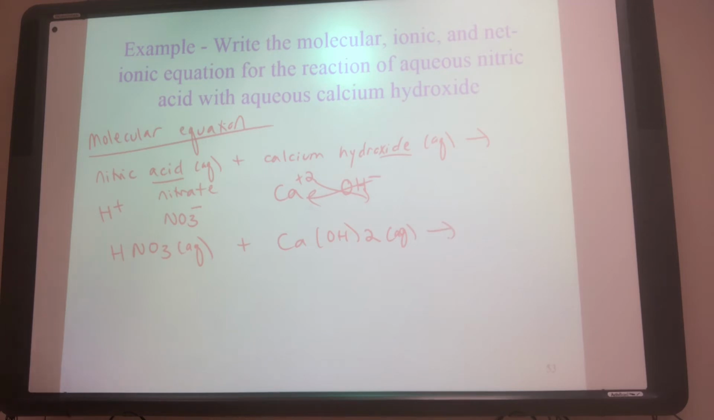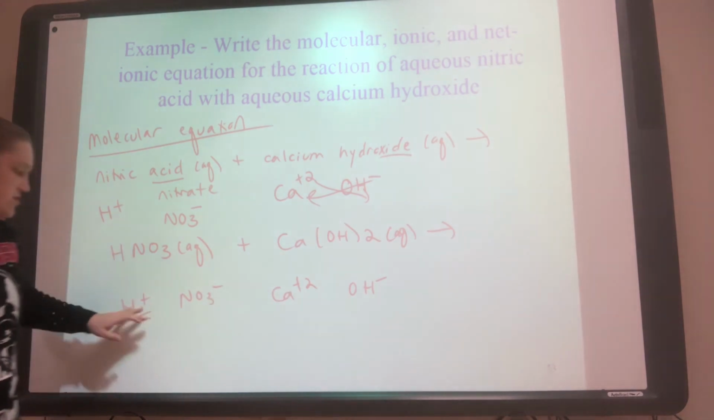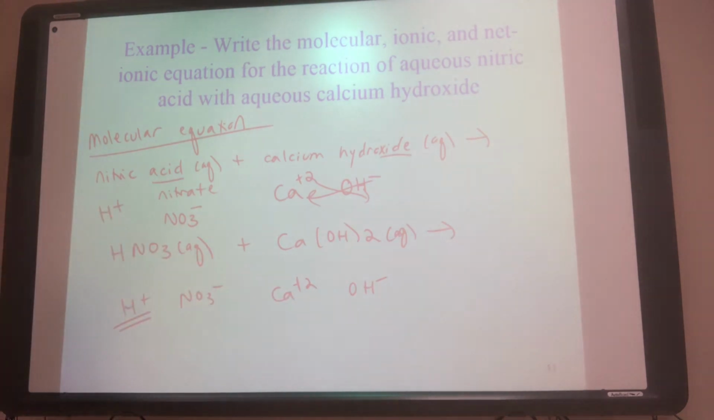All right, now I want to figure out what are the ions I'm going to make. To figure out the products, I've got H+, NO3-, Ca2+, OH-. The H+ wants to go with another anion. He already went with him. He doesn't want to go with a cation because two positives don't want to be together, so he's going to go with him. And then NO3- wants to go with the other cation. So H+ is going to go with the OH-. Ca2+ is going to go with the NO3-.